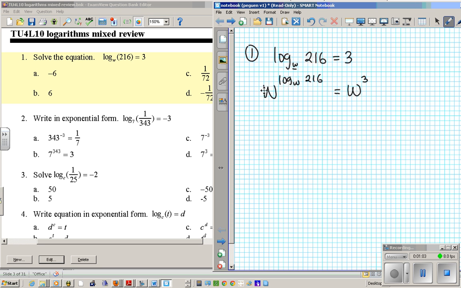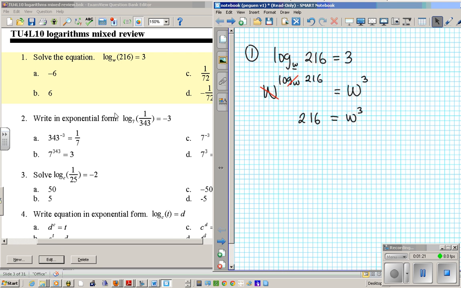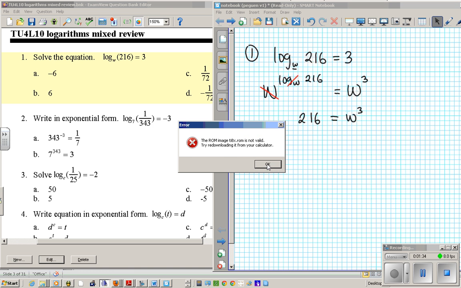Now on the left side, the w and the log base w cancel out. So we're going to have 216 equals w to the third. Okay? Now, if we look at our options, a to d, which of these raised to the third power gives you 216? Negative 6 doesn't work. I think the answer is 6. If you check it with your calculator, 6 to the third power is 216, right? Let's check that real quick.